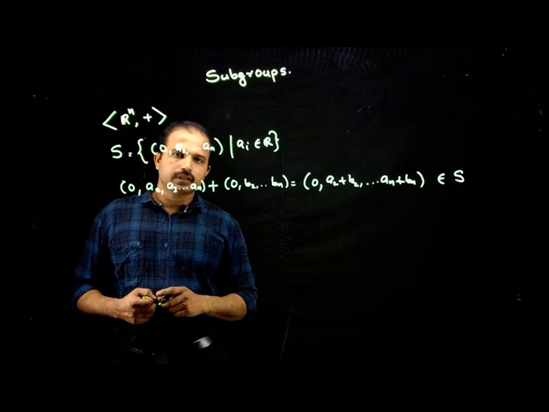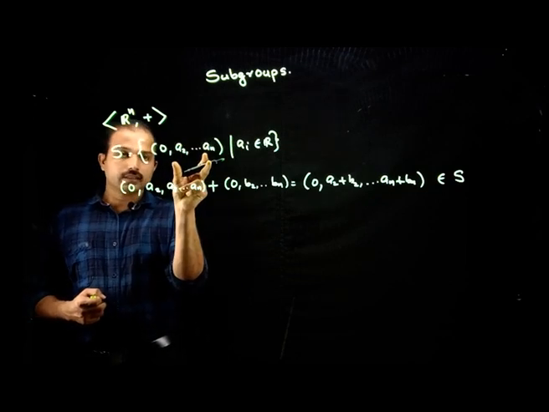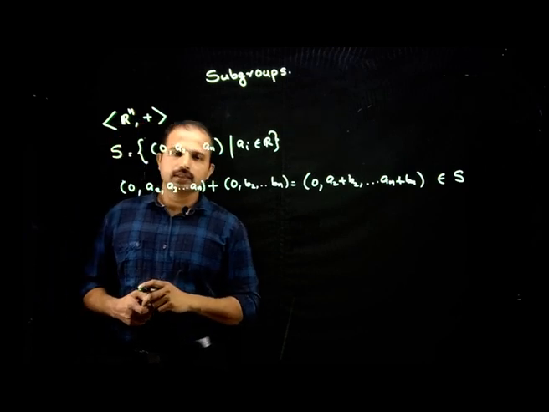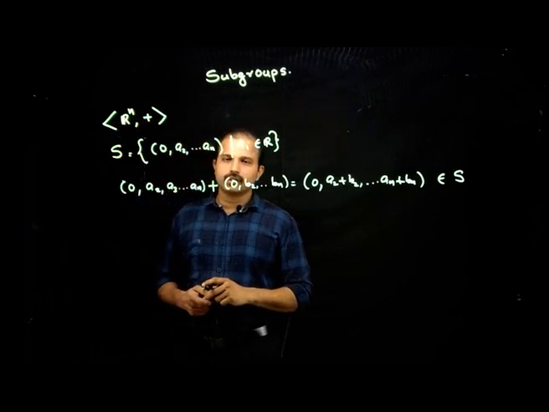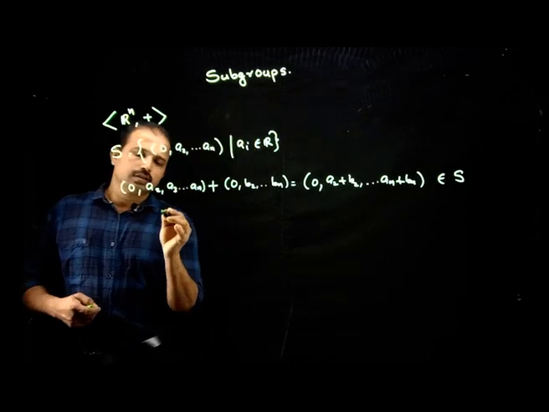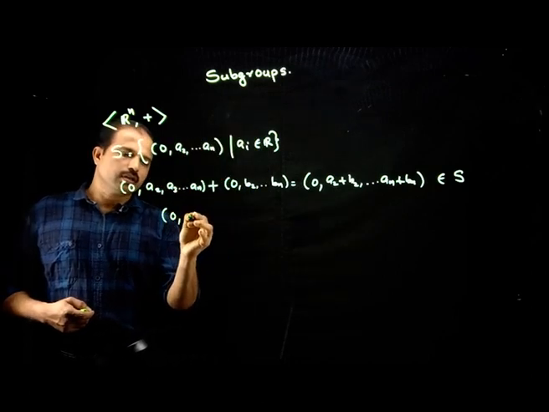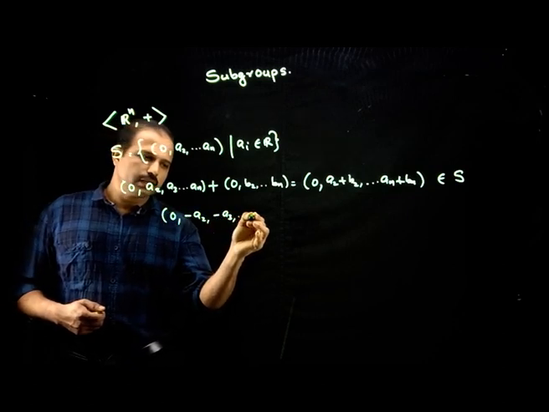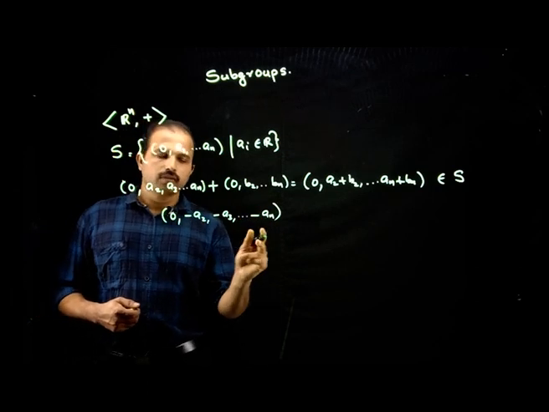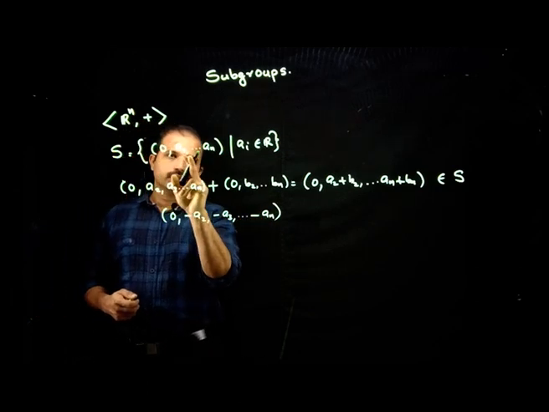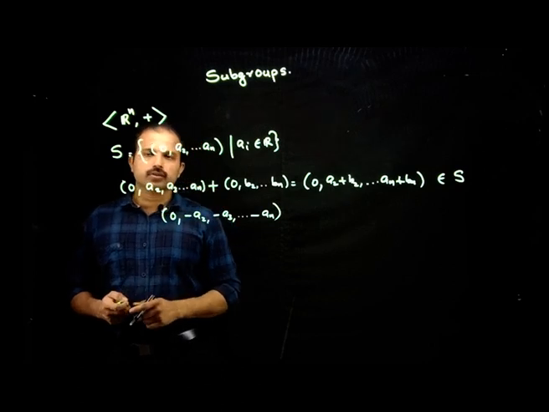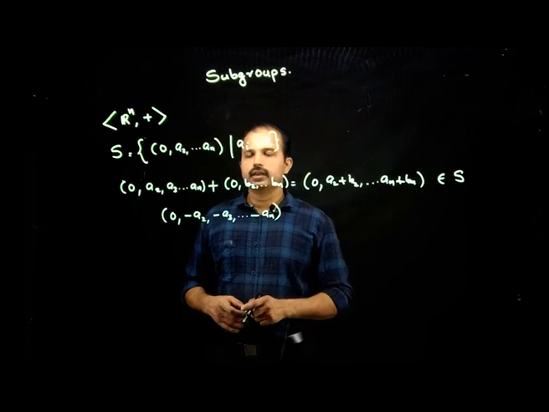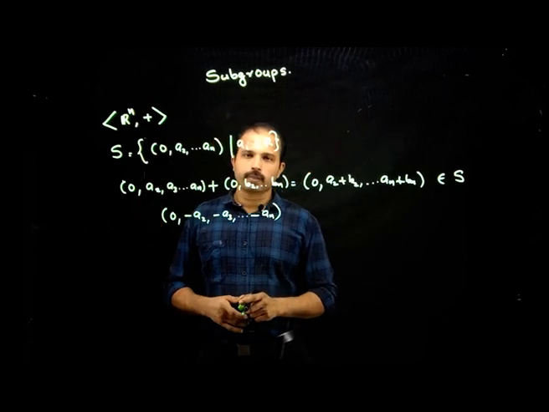What about the identity element? The n-tuple with all the entries as 0 will act as the identity element. And what about the inverse? The tuple (0, -a2, -a3, ..., -an) will be the inverse of (0, a2, a3, ..., an). So our S satisfies all the properties of a group, and hence it is a subgroup of Rn under addition.